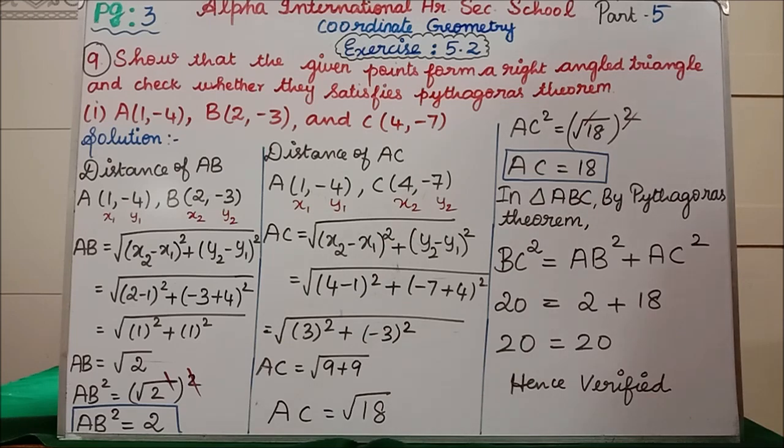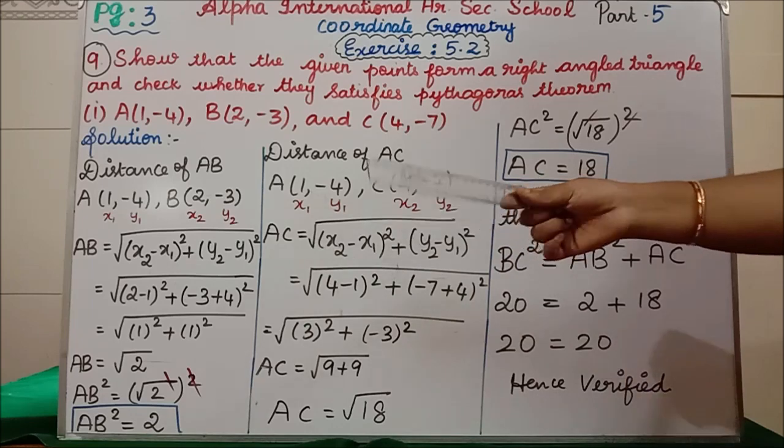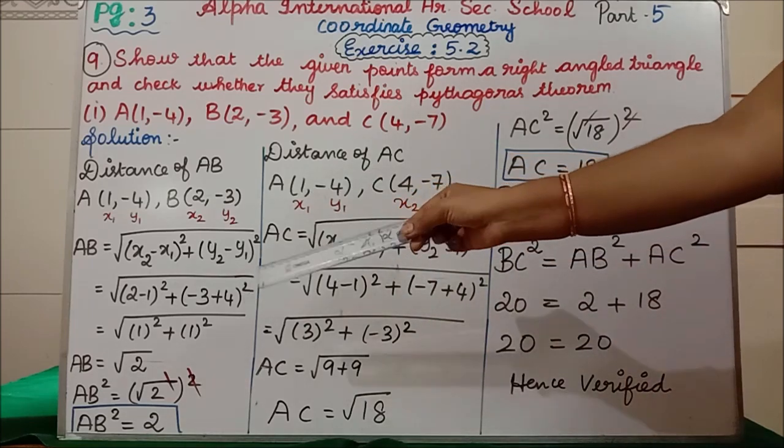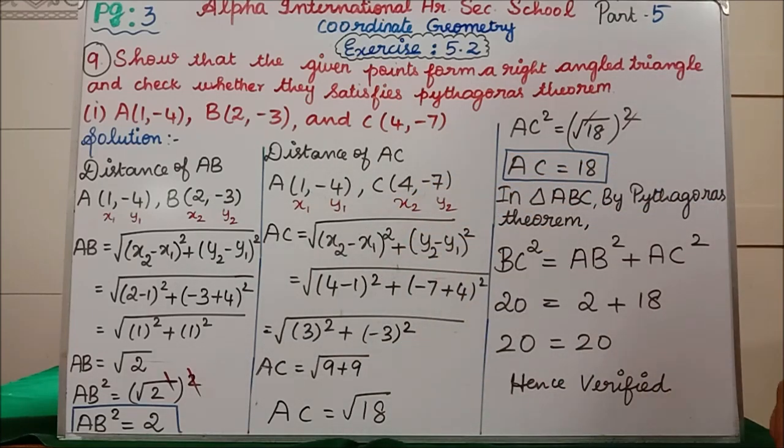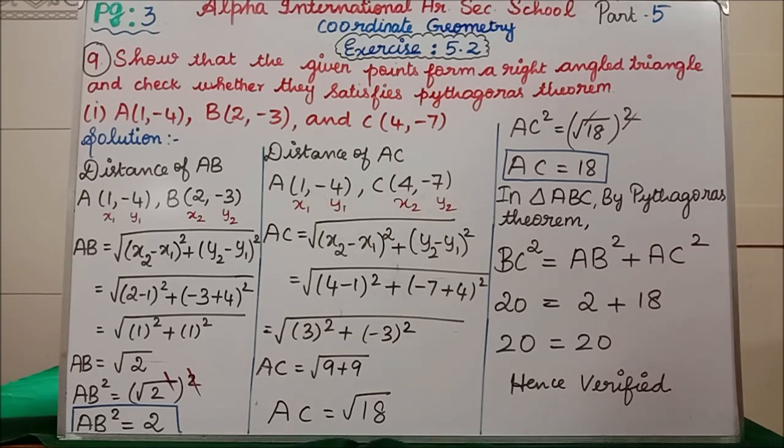Next, what we have to do? We need only the AB square value. So we are going to square both sides. See, on that side I have written square and here also I have written square. So the square and square root will get cancelled. Next, AB square equals 2. We have got that. Clear?